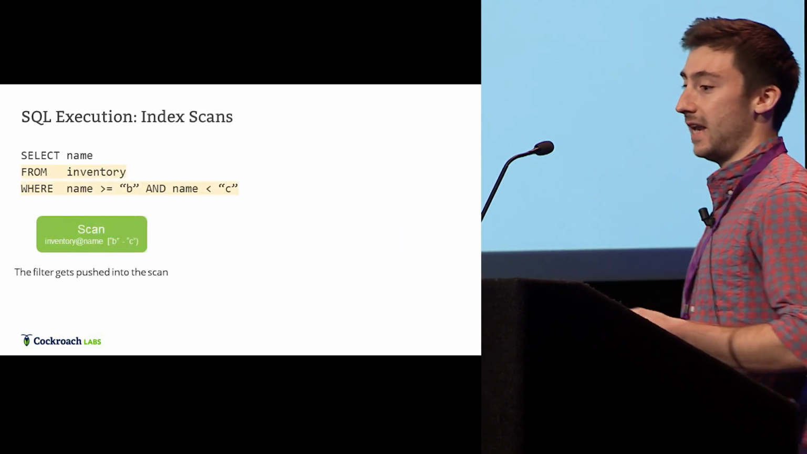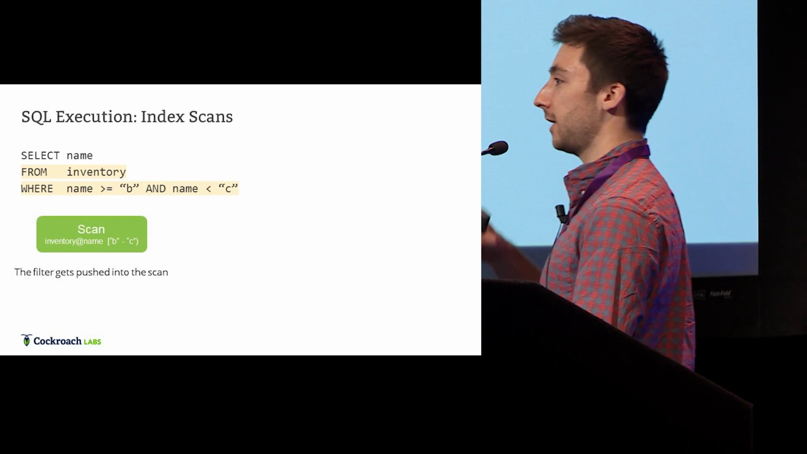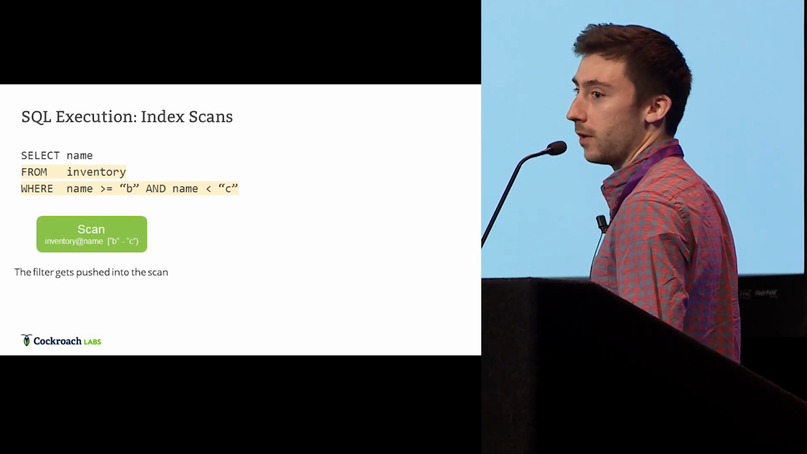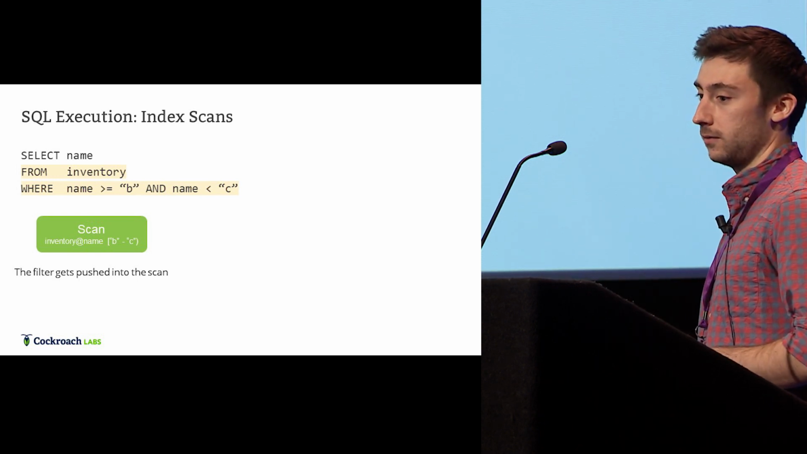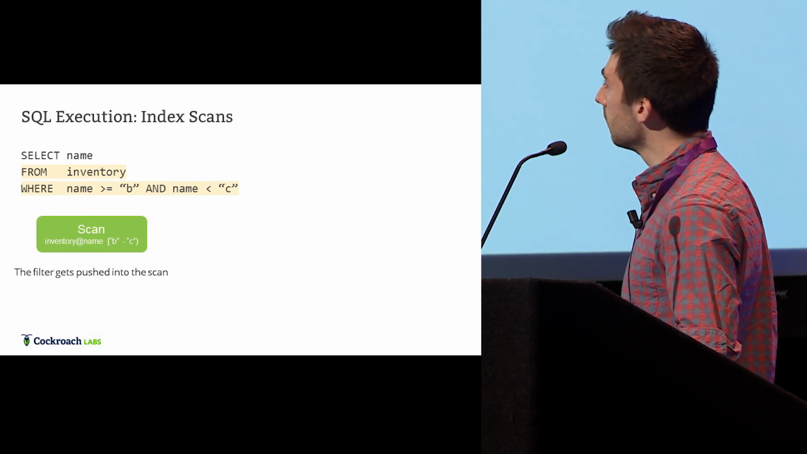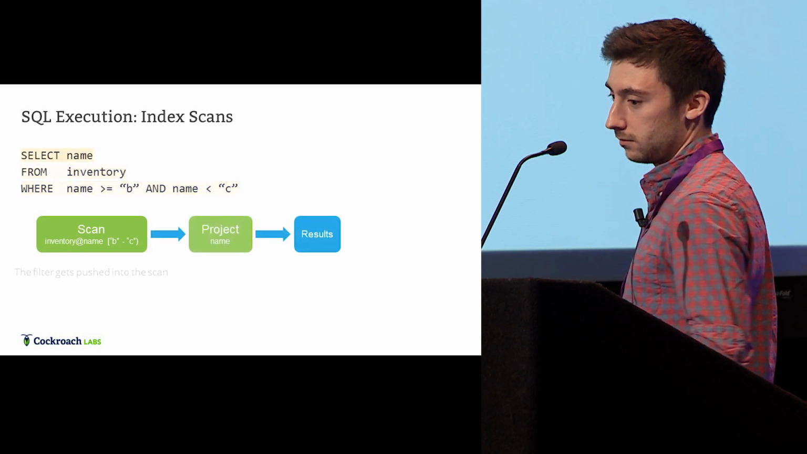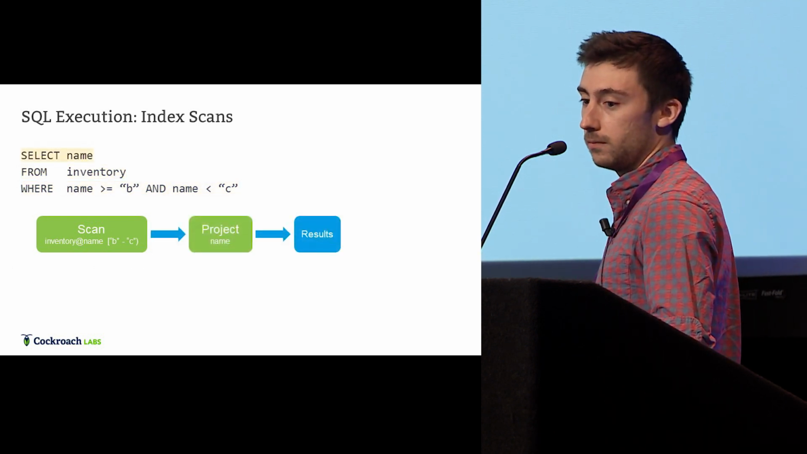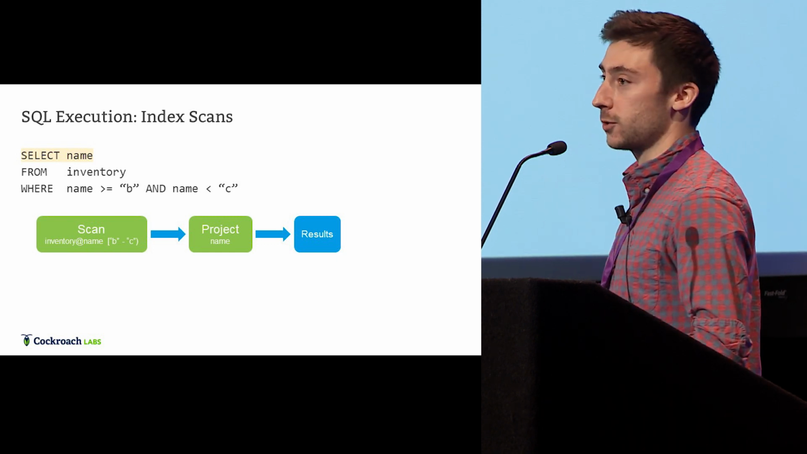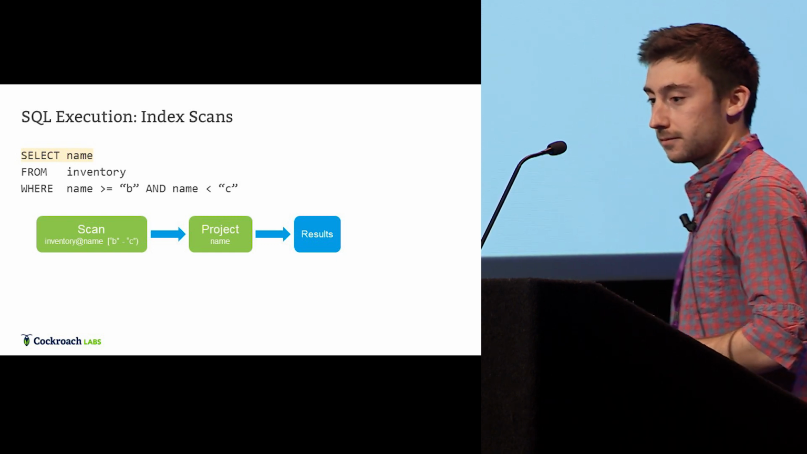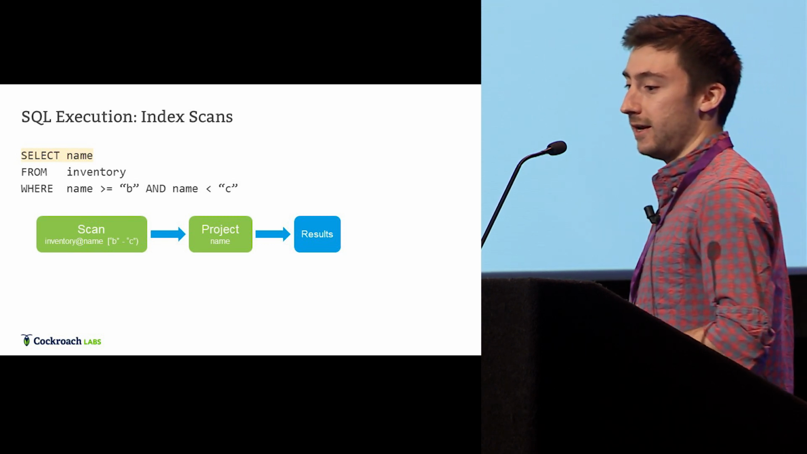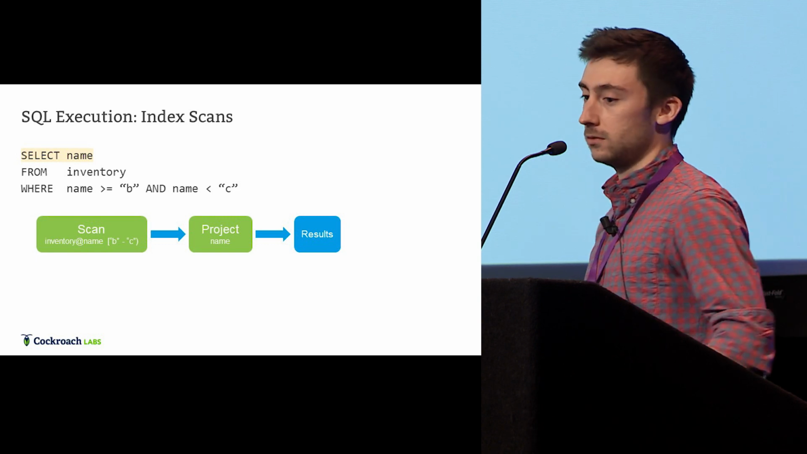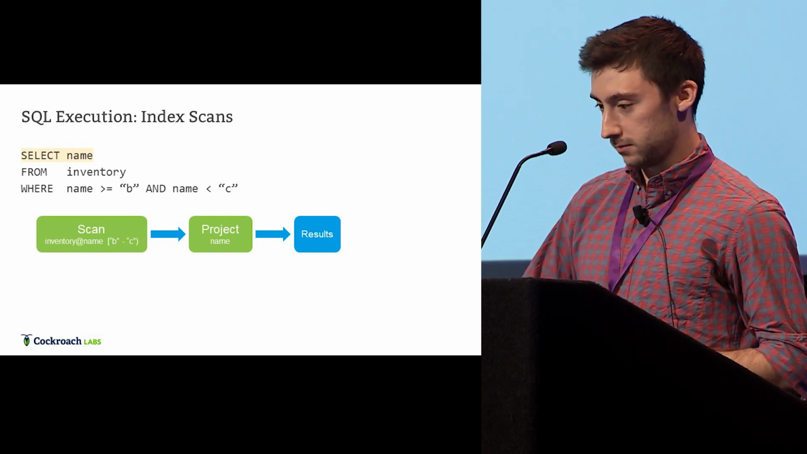Well, if we had an index on the name column, we could scan a contiguous set of keys and perform the filtering right there in the scan. We could push the filter into the scan itself. We'd still have to project out the name column, but this is a fast operation. And then we would just return the results to the clients. So the decision to use such an index is called a transformation, and it's performed by the SQL optimizer. I'll dive into that shortly.